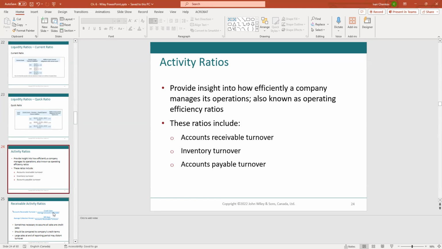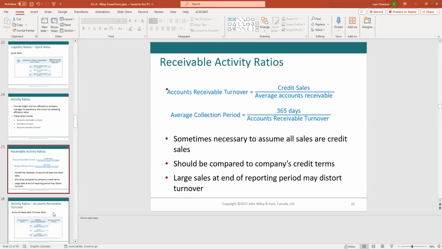Which ratios are going to measure those activities? Accounts receivable turnover, inventory turnover, and accounts payable turnover. So let's see the numbers here. Accounts receivable turnover. How are we going to calculate this? Credit sales divided by average accounts receivable.